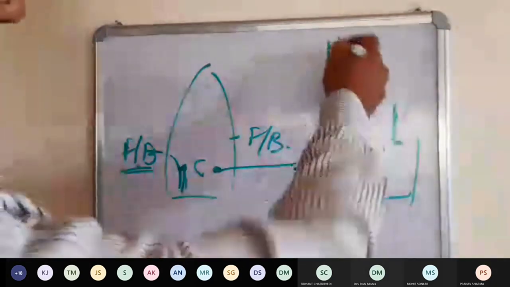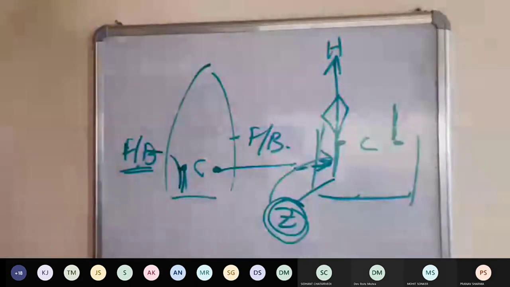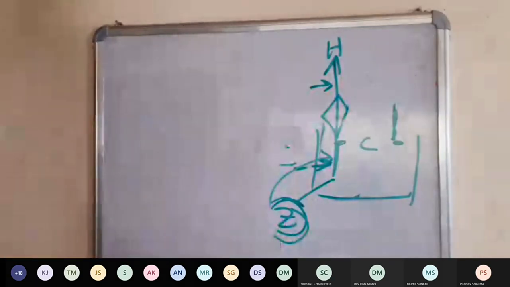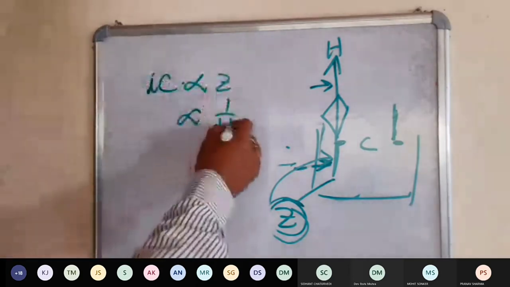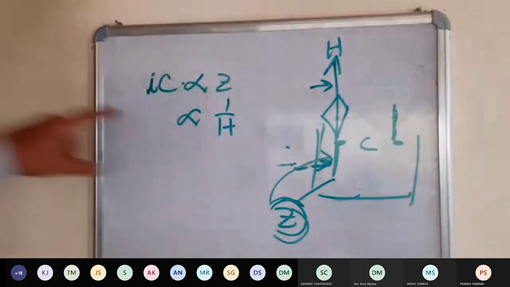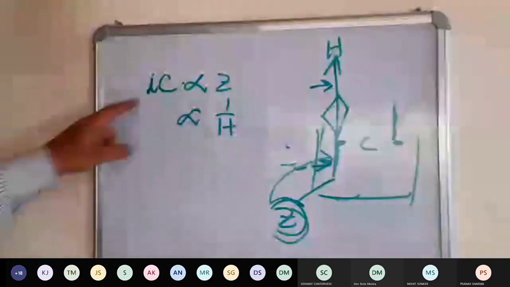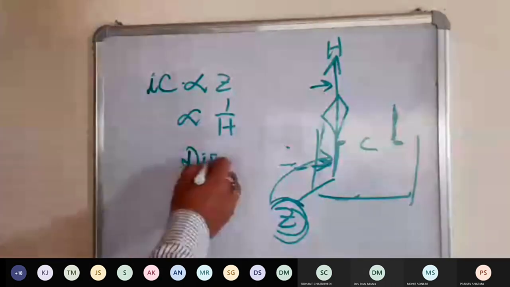Jo Earth ka horizontal field H hai, iske chalte compass hamari idhar hoti hai. Deviations jo ho rahe hain wo Z ke chalte ho rahe hain, which is a function of the latitude. But this H is also a function of latitude, but in the opposite direction. H badhta hai to Z kam hota hai. So I see IC is proportional to Z and it is inversely proportional to H. Jaise jaise Z badhega, vaise IC badhegi. Jaise jaise H badhega, Z ki value kam hoti hai, saath mein IC bhi kam hoga. And this function follows because of the dip angle.